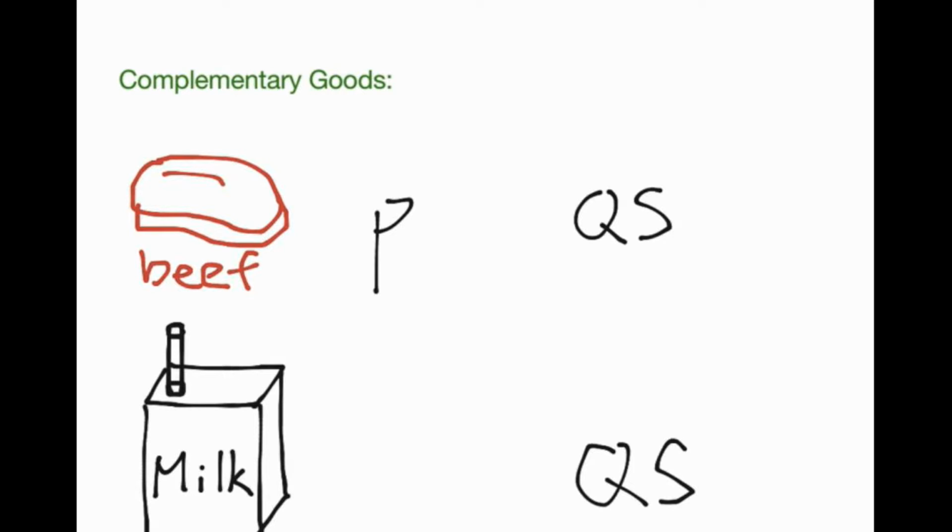Complementary goods are products that can be jointly supplied. This means that one product is automatically made when another product is produced. Think of beef, for example. If the price of beef went up, the supply of it will of course increase as well. And since whenever beef is made, milk is also made, the quantity supplied of milk will increase along with the quantity supplied of beef.